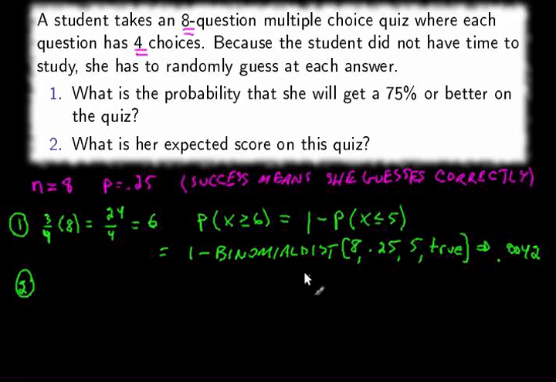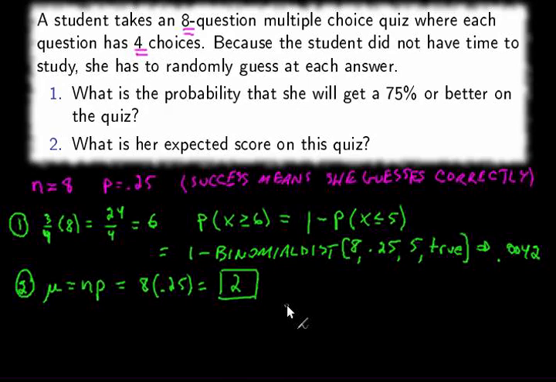Number 2, what is her expected score on the quiz? Well, the expected score is the expected value. So on average, we would expect people doing this to get, according to our formula for the expected value, n times p, we would expect 8 times 1/4, or 2. 2 out of 8 is what we would expect to happen on average.